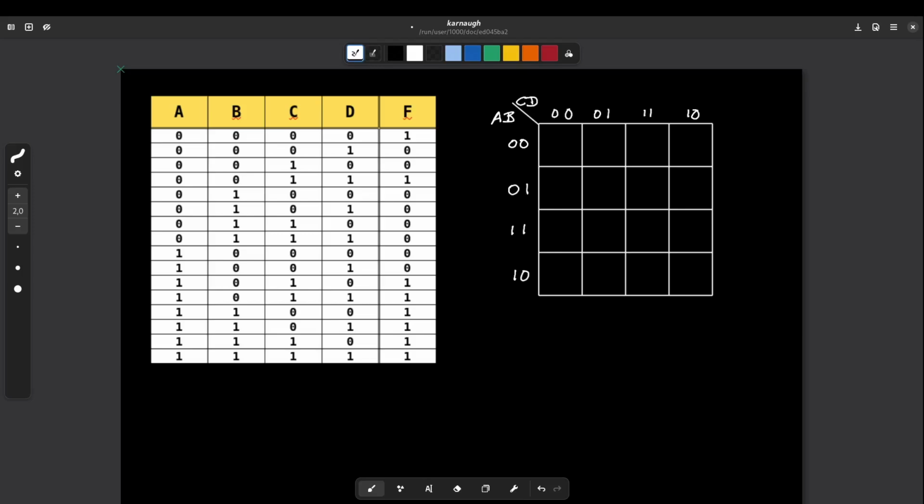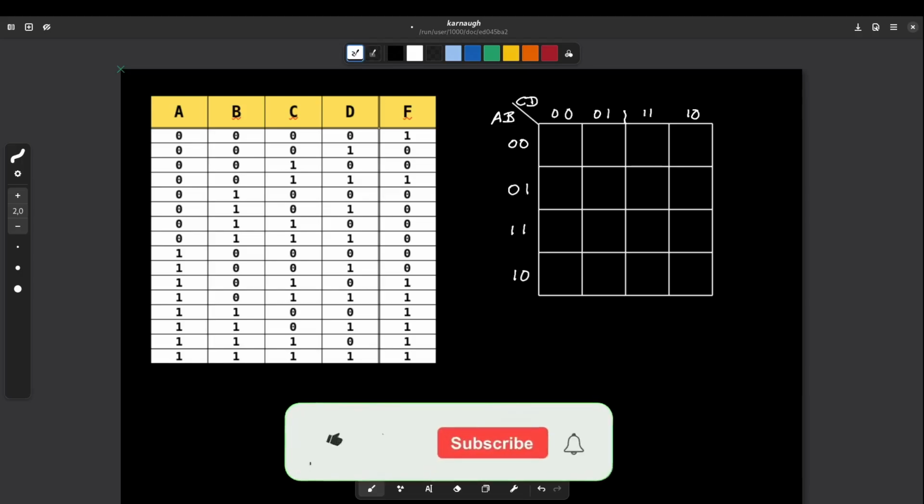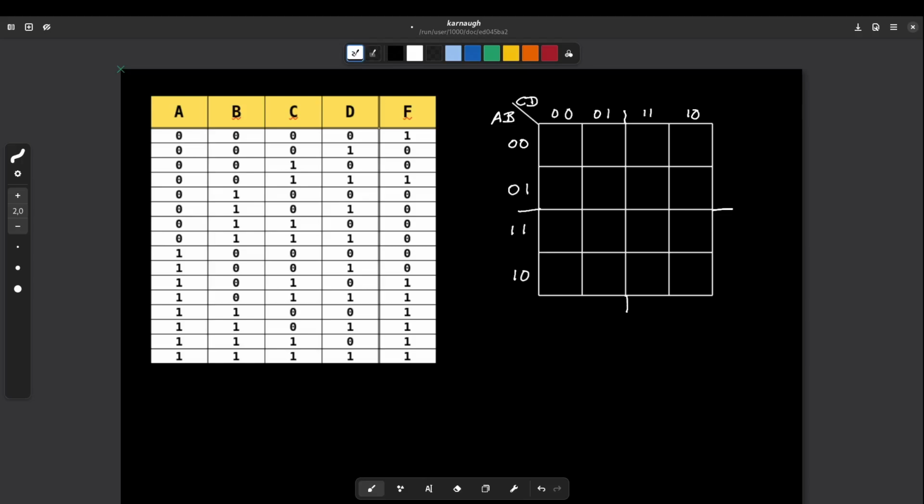I have to divide the square in symmetrical parts, so I'm going to mark this here, this here, this here, and this here. So this part is mirrored with regards to this, this to this, and this to this. It is going to be useful for me in order to group the terms together and minimize the function. Then I have to fill in the blanks.